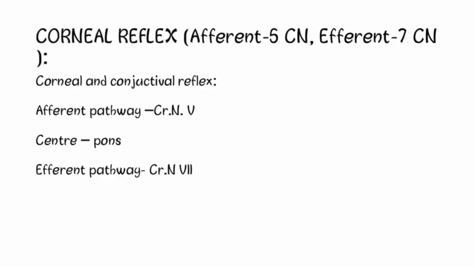Now the next one is corneal reflex. Now as we have already discussed before that corneal and conjunctival reflex both share the common pathway. Now let's talk about how to elicit this corneal reflex. So touch the cornea with a cotton wool swab at its conjunctival margin and the response will be the contraction of orbicularis oculi muscle, that is rapid closure of the eyelid.